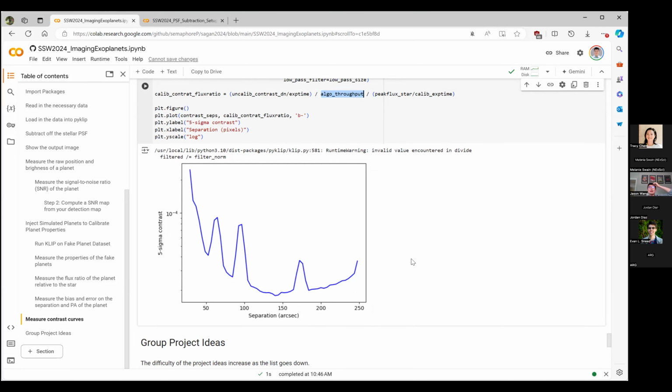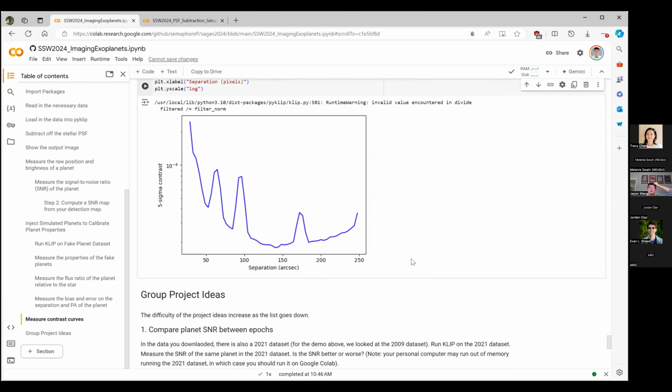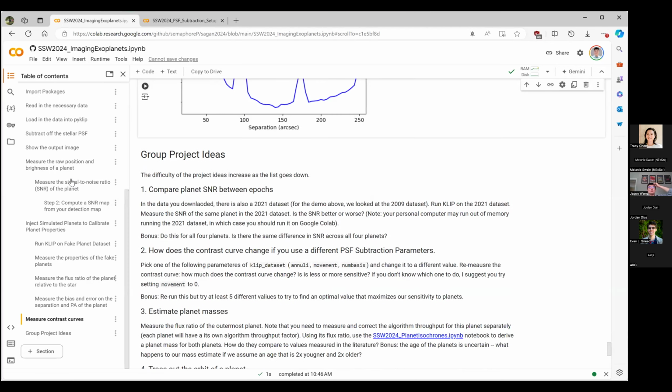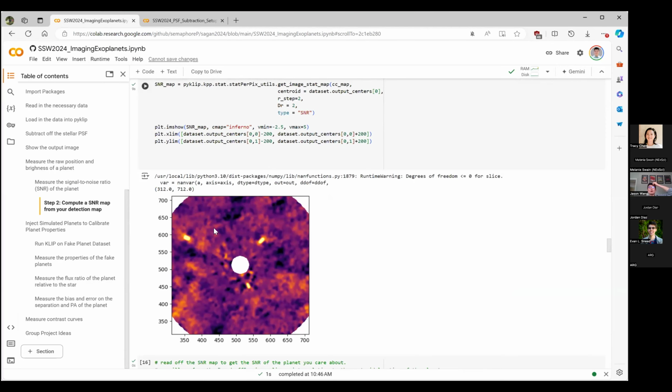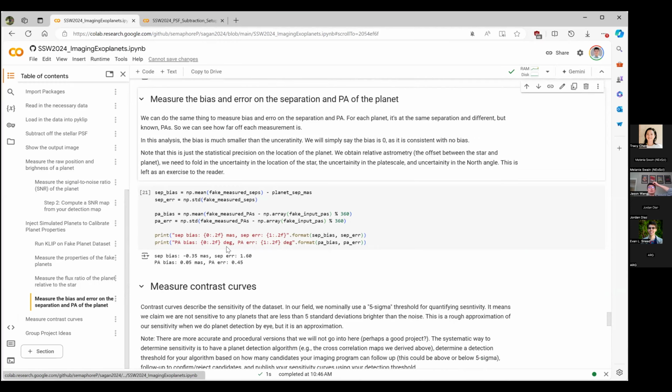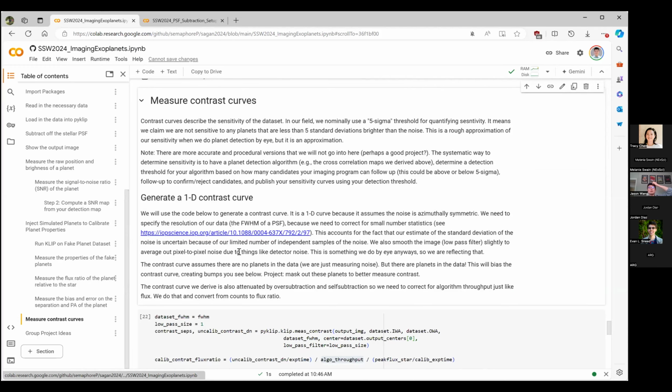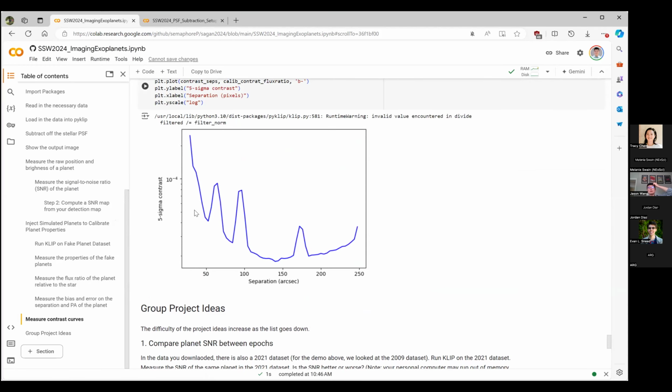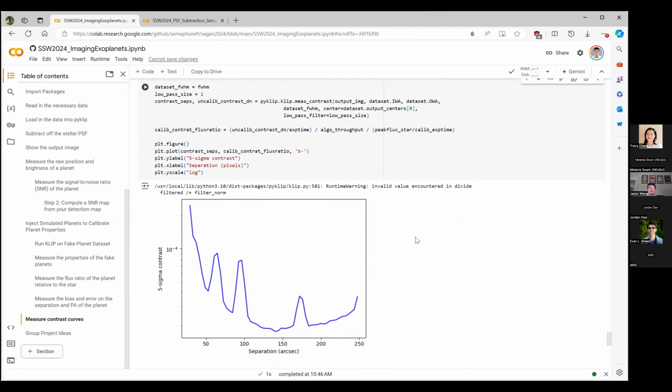Okay, so that's the last thing in the tutorial notebook. The main things in the tutorial notebook are to measure the signal to noise of all your companions, to then inject fake planets into the data so that you can measure the flux ratios of the real companions, measure the separation and position angle of the real companions, and also to measure the contrast curves of the data to quantify the sensitivity of the data to planets. So that's everything in the tutorial notebook. That's what we're planning to run through on Tuesday for everyone.